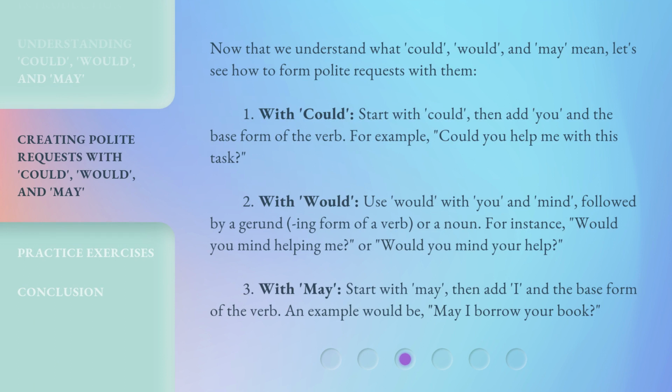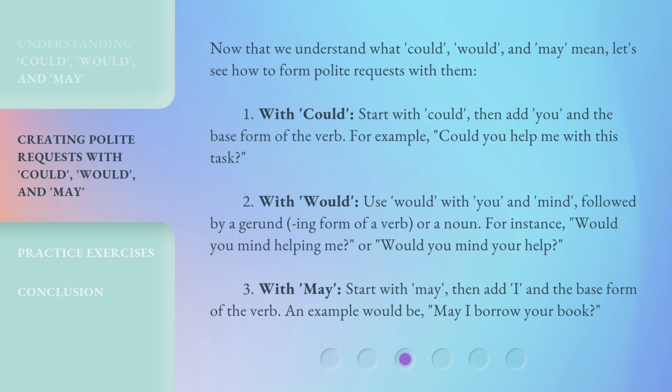Now that we understand what could, would, and may mean, let's see how to form polite requests with them. 1. With could. Start with could, then add you and the base form of the verb. For example, "Could you help me with this task?"